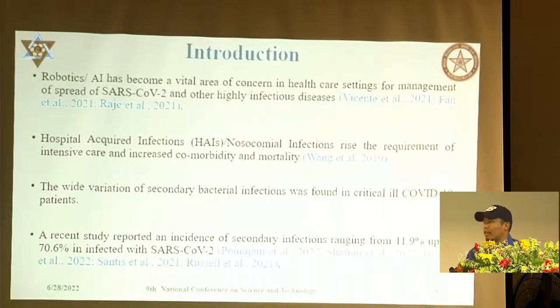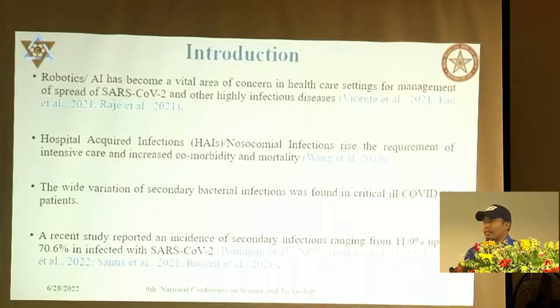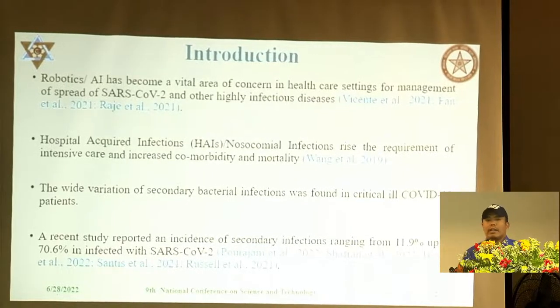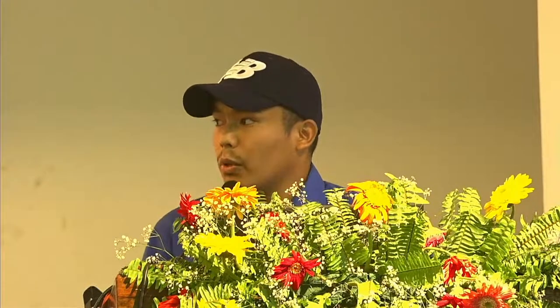Robotics and artificial intelligence have become a significant part of healthcare settings for managing the spread of highly infectious diseases. Apart from the virus, many pathogenic bacteria and fungi are present in the hospital environment, which cause hospital-acquired infections, raise the requirement of intensive care, and increase the comorbidity and mortality rate with SARS-CoV-2.